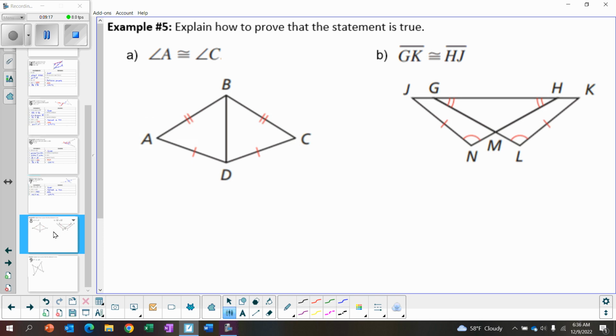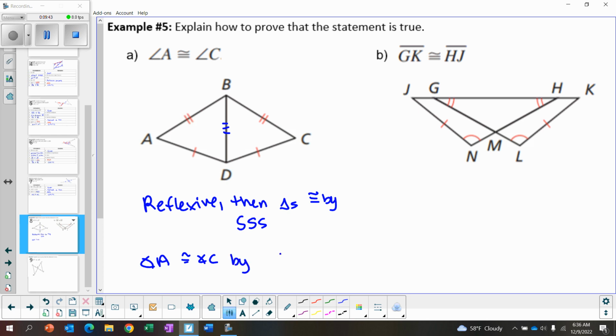So in example 5, we want to explain how to prove the statement is true. So if I want to prove that these triangles are congruent, I'm first going to prove the triangles are congruent. So I know I'm allowed to mark this side, so I would have reflexive. Then the triangles are congruent by SSS. And then angle A would be congruent to angle C by CPCTC.